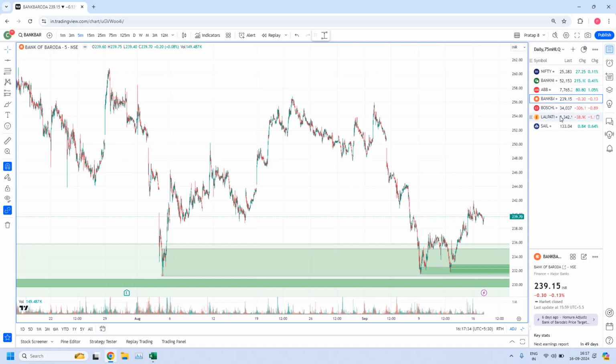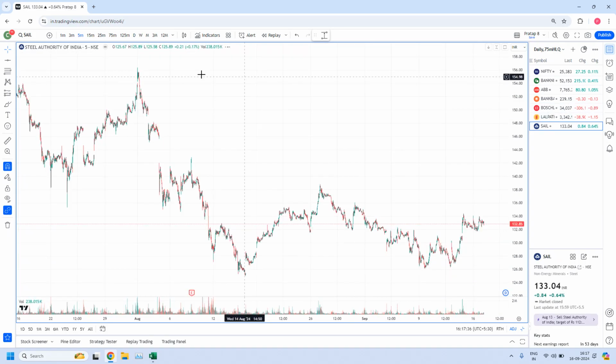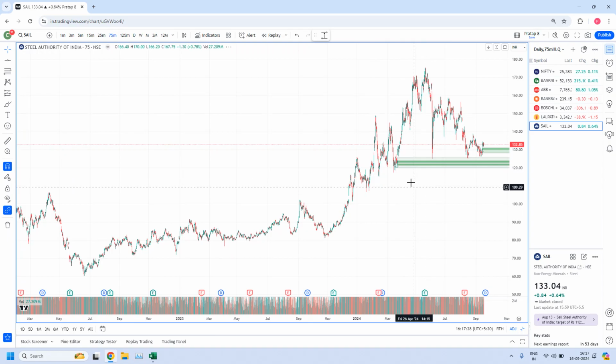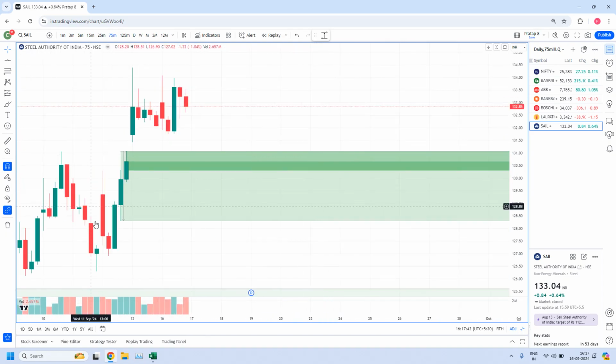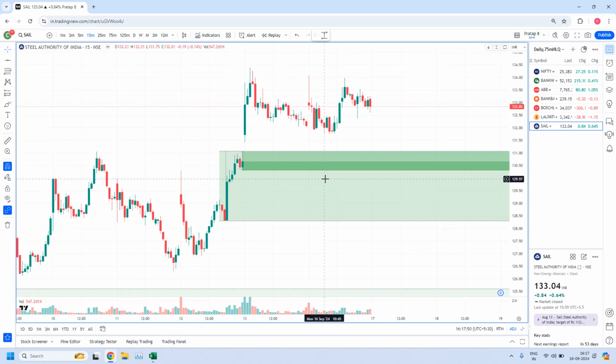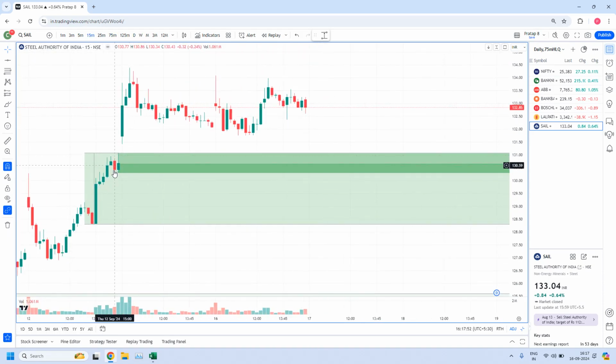We already discussed both, and the last one is SALE. SALE is a 75 minutes high liquidity demand zone. This is the one. It's a rally, 2 base candles and a rally candle with hidden body. This I fine-tuned with 15 minutes time frame. Here I have a medium size candle rally, 3 base candles and again a rally candle. So this is the 15-minute zone.